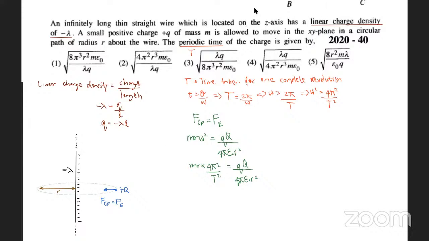I'm making a big mess now here. Sorry, I think I didn't read the question properly. A small positive charge, plus simple cube of mass m, plus q is on the circular path. That is the one performing the circular path. So I'll take the capital Q as the charge in this thing. The wire is infinitely long.